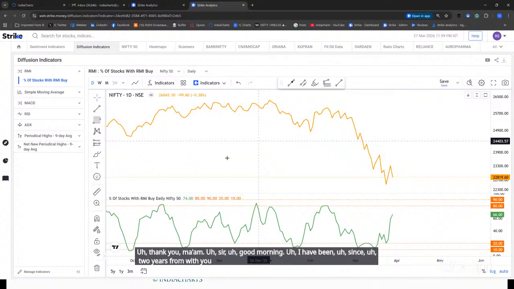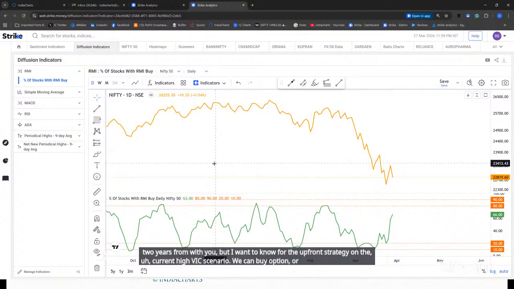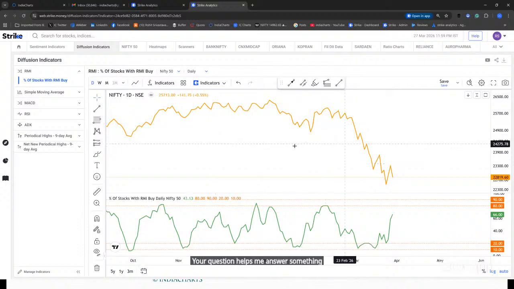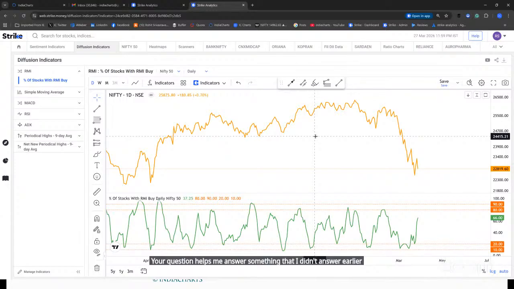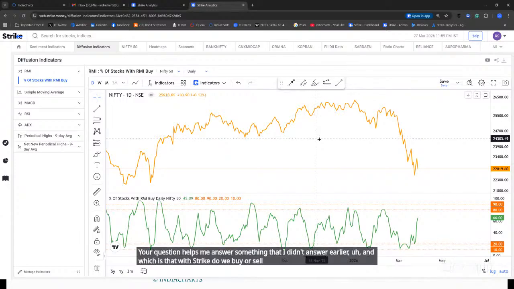But I want to know the option strategy in the current high VIX scenario. We can buy options or we can sell options at this time because VIX is very high, 26, 28 right now. Your question helps me answer something that I didn't answer earlier, which is: which strike do we buy or sell? And then it comes to, does VIX really matter?